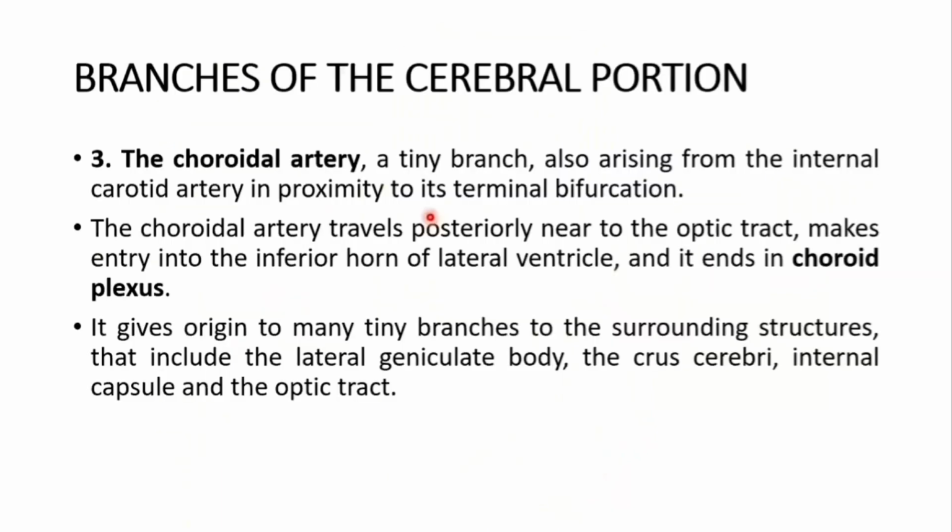And the third branch of the cerebral portion is the choroidal artery. It's a tiny branch also arising from the internal carotid artery in proximity to its terminal bifurcation. The choroidal artery travels posteriorly near the optic tract, enters the inferior horn of the lateral ventricle, and ends in the choroid plexus. It gives origin to many tiny branches to the surrounding structures that include the lateral geniculate body, the crus cerebri, internal capsule, and the optic tract.